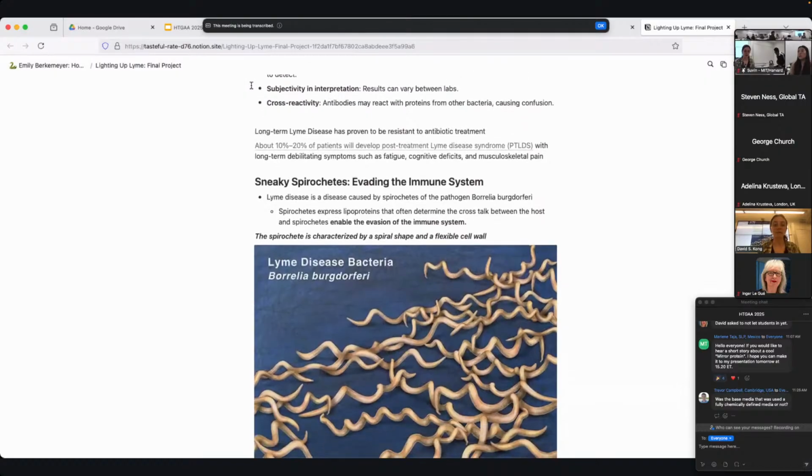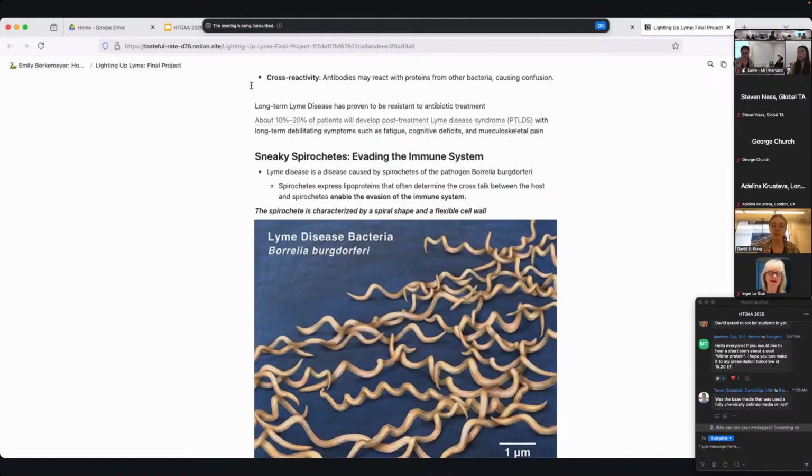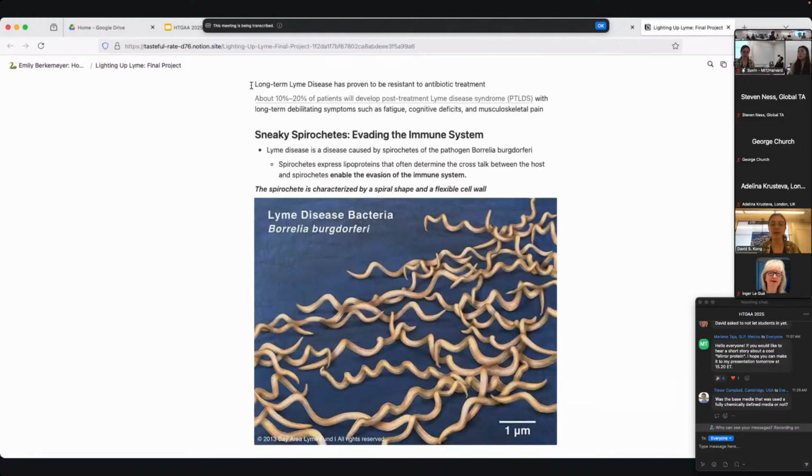And for people who do not get the antibiotic treatment in time because they don't know they have Lyme disease, then they can develop even antibiotic resistant symptoms that are unknown at the time to them. So it's quite a terrifying experience to not know why you feel a certain way. So that's just the background.